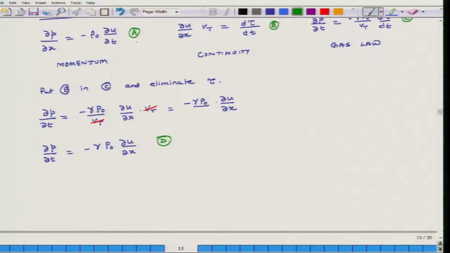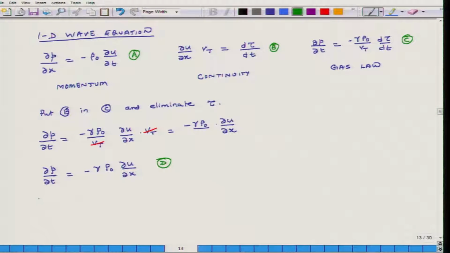Now we compare equation A and equation D. On the right side of A I have del u over del t, and on the right side of D I have del u over del x. So, I can eliminate u from this if I differentiate A with respect to x and I differentiate D with respect to time and I equate the cross derivatives. So, we will do that.